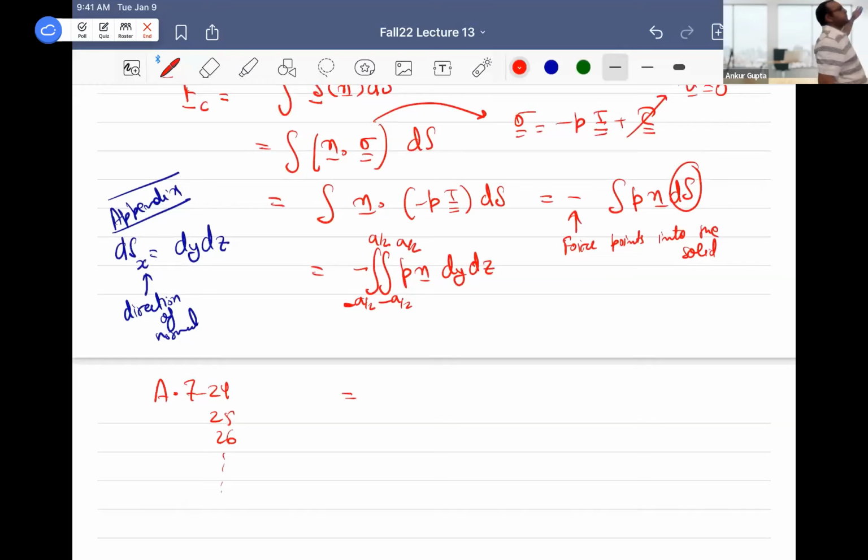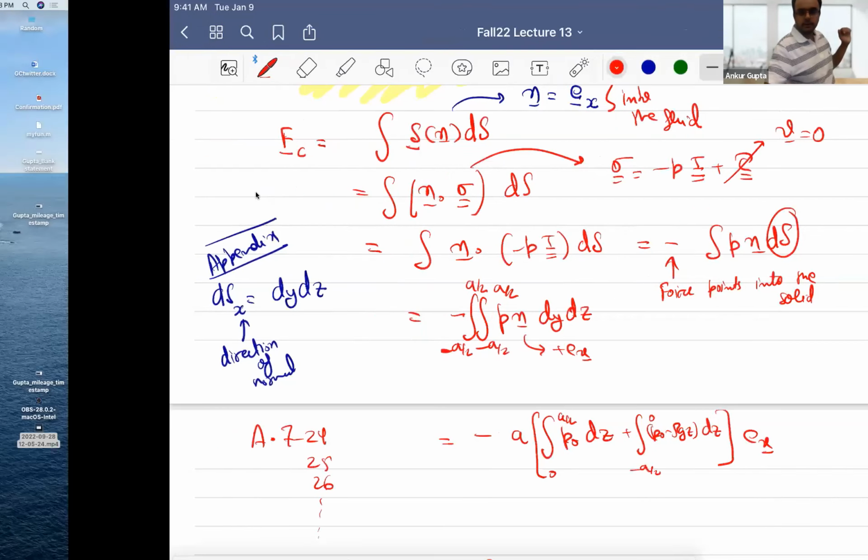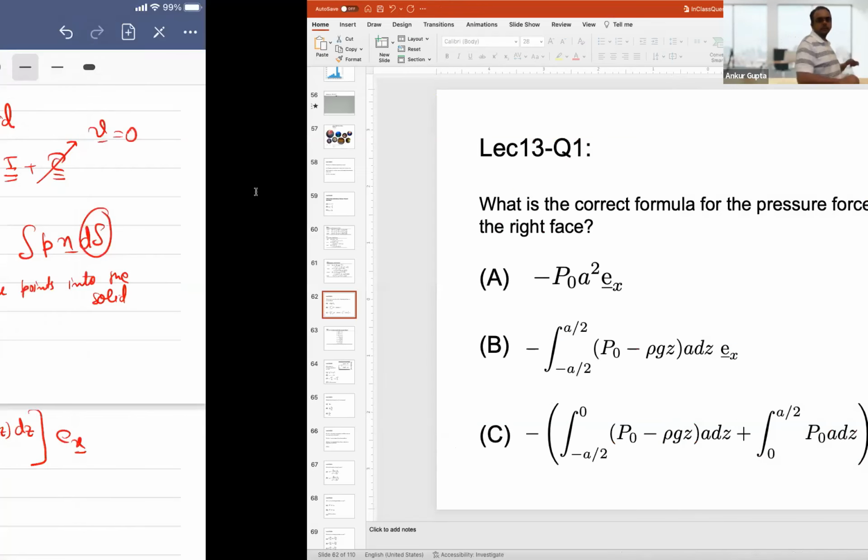The pressure is not a function of y. So y can simply come out of the integral, because pressure is only a function of z. So it becomes minus a times, and there is an ex because that's the direction of n, plus ex. So it's P naught dz from 0 to a by 2, plus P naught minus rho g z dz from minus a by 2 to 0. I believe that should be the correct expression. Let me just check. Yes, so that's the expression you get.